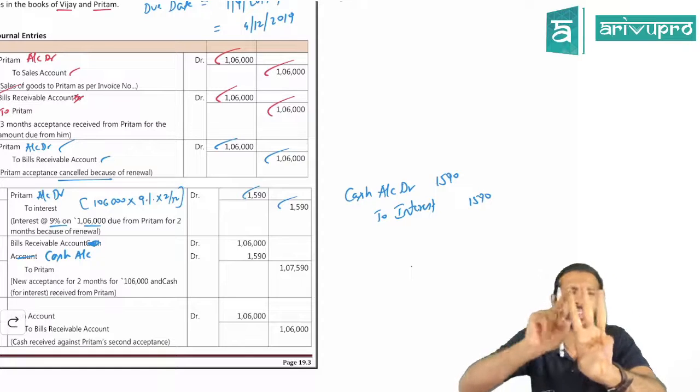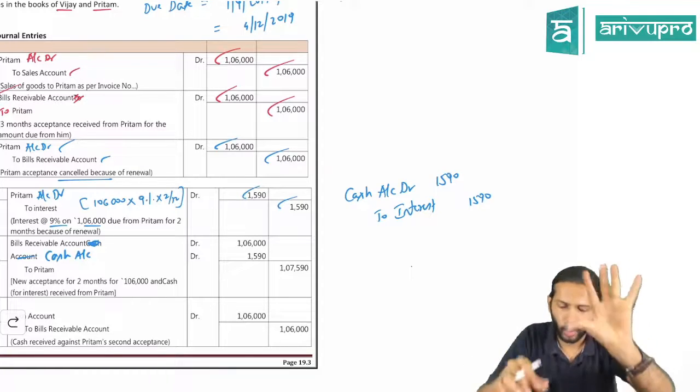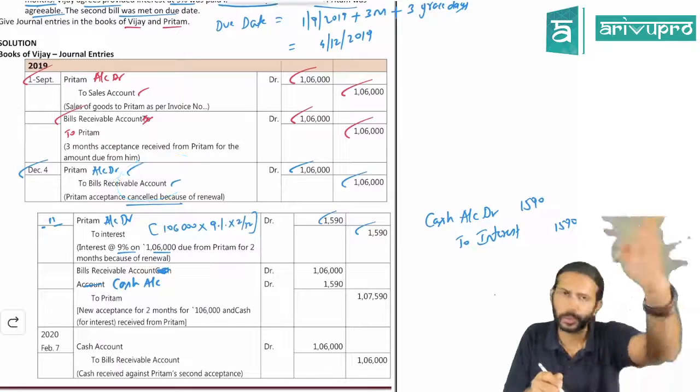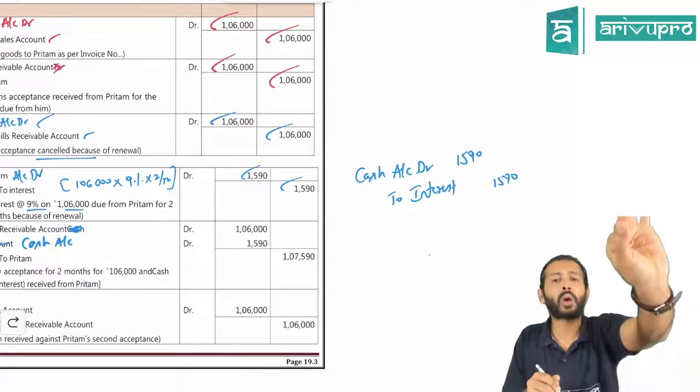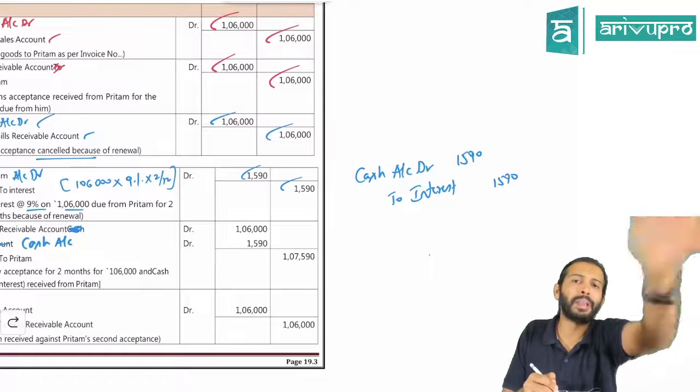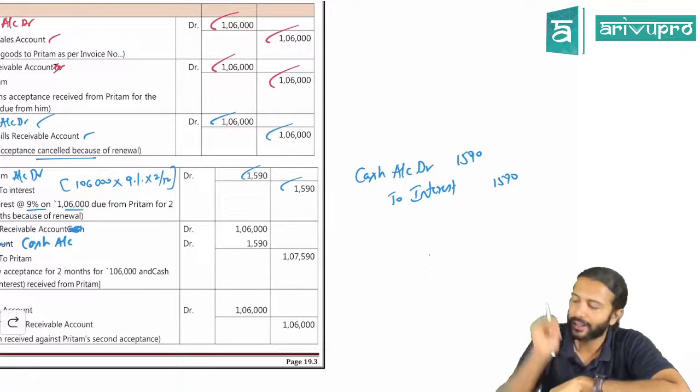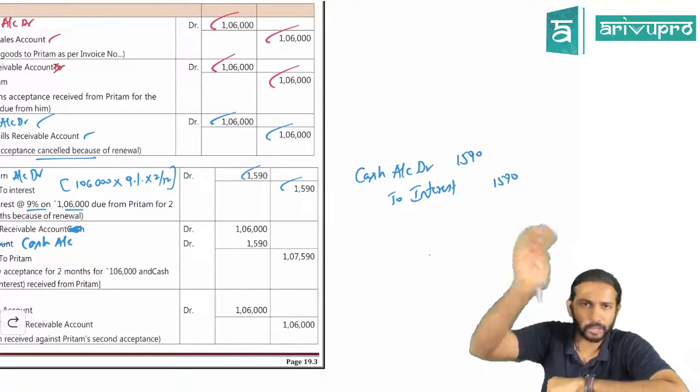Whenever there is a renewal, 3 things will happen. What are the 3 things? Old bill you need to cancel, which we did. Interest we should account, which we did. Third one, what will happen? New bill receivable you should draft and send across, and Preetham should accept it.